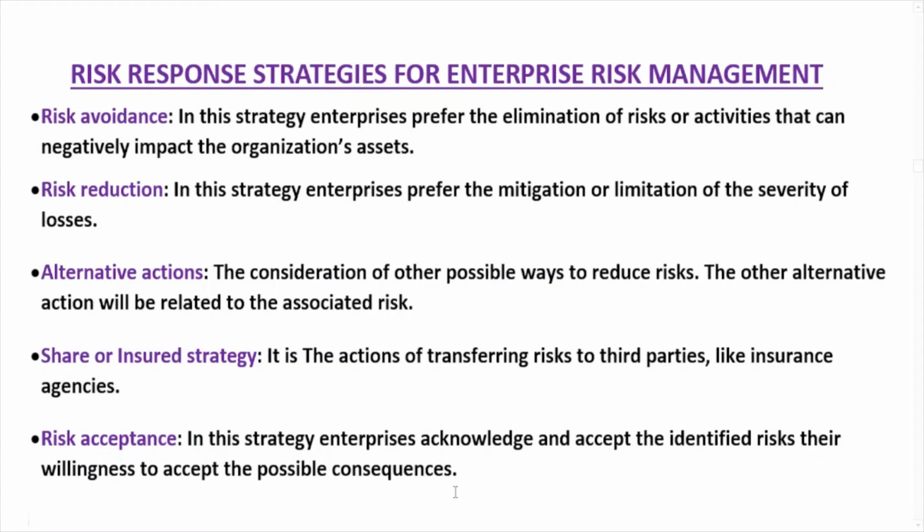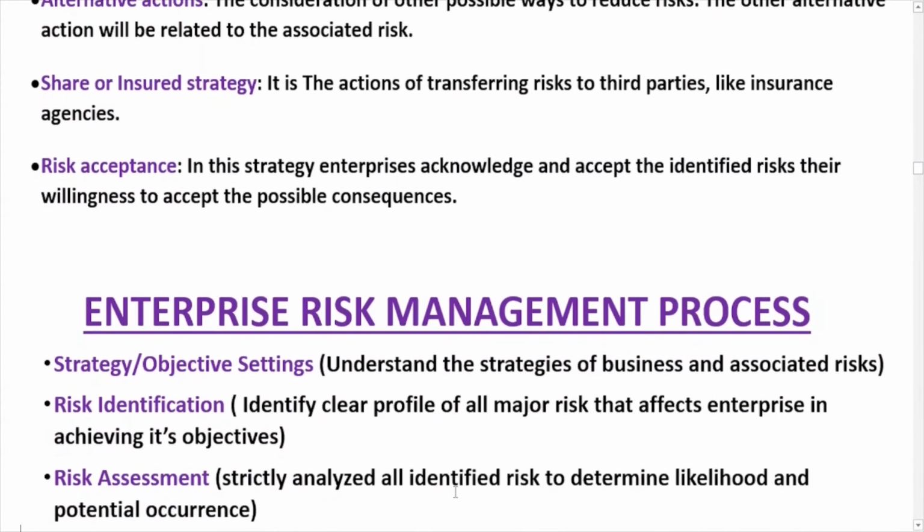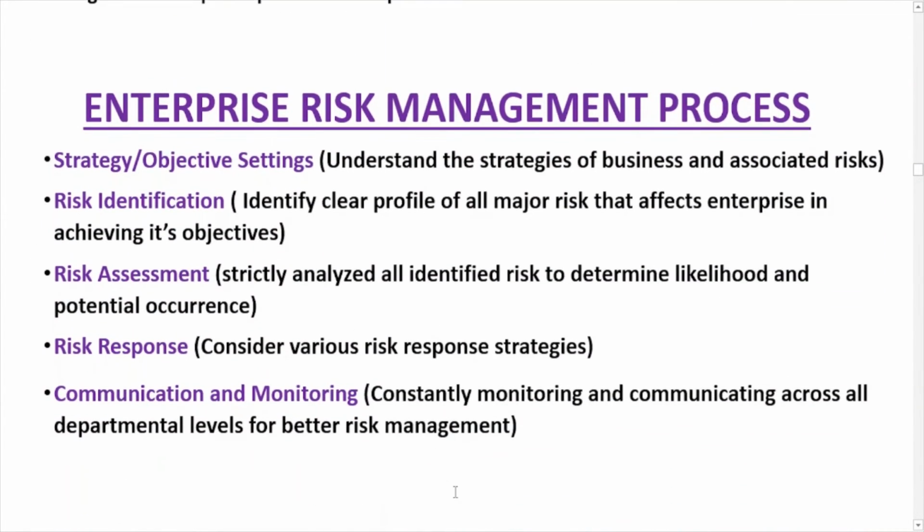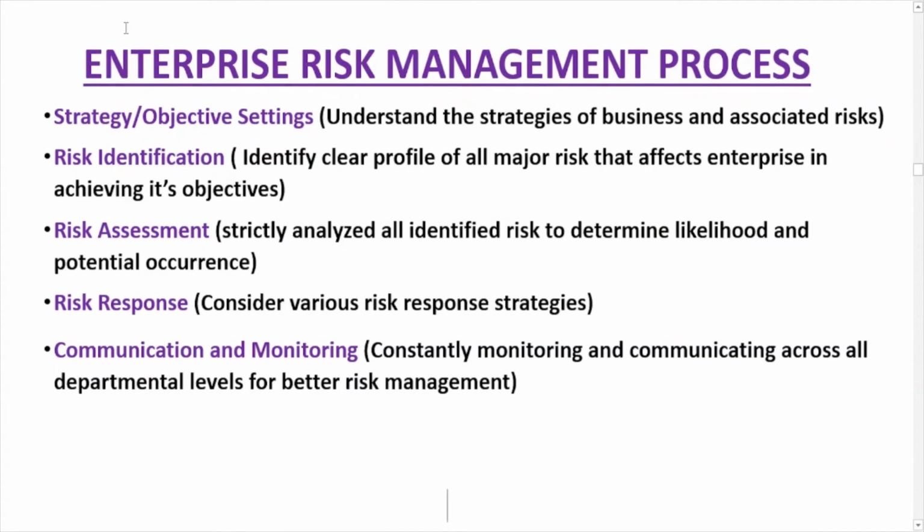Now let's move to our last slide, which is on the core elements of an enterprise risk management process. So basically, enterprise risk management follows a very distinct and ongoing process, where it actively identifies and assesses the various strategic and major risks to ensure financial security for the business. The process of enterprise risk management includes these five specific elements. The first one is strategy, or you can say objective setting.